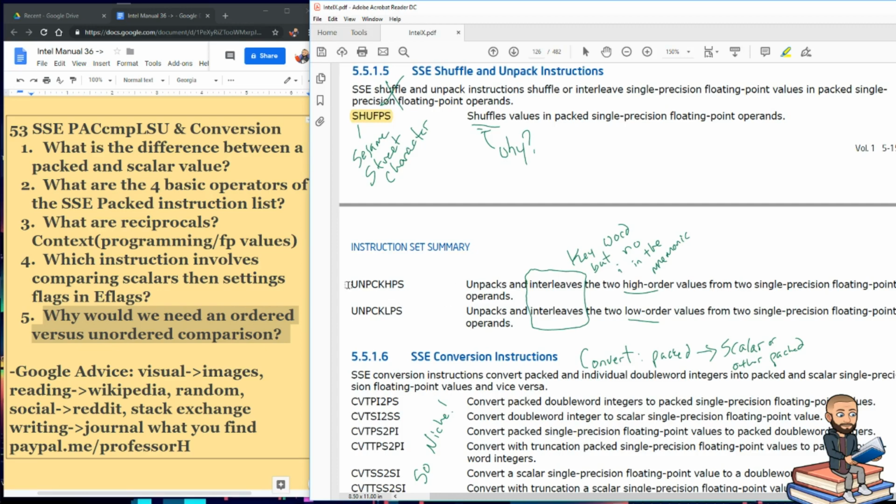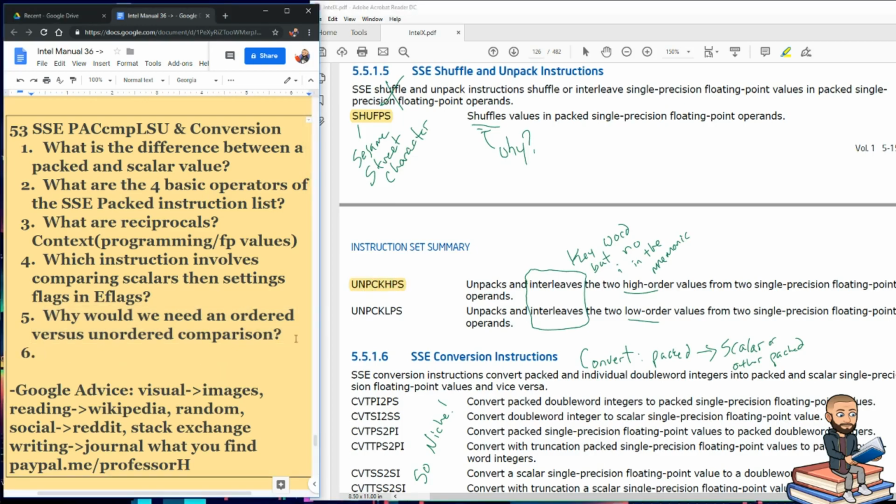And then the last 2 instructions are pretty long ones. Basically, unpack high packed singles. And the word interleaves is so interesting. If you Google it, you'll find out it means to insert or connect. So if we unpack and interleave the 2 high order values, that's what we're doing with this instruction that ends in HPS. The second instruction ends in LPS because we're going to look at the low order values now.